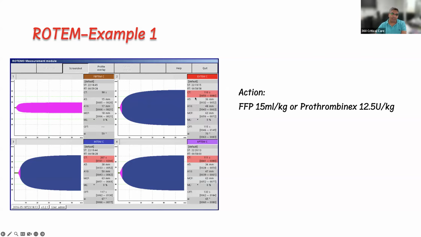The second or third step that you look at is the INTEM. The clotting time in both INTEM and EXTEM is prolonged. That means it is a coagulation factor issue, which you will treat with FFP. The APTEM is used to look for clot lysis. If there is no clot lysis, then that is your diagnosis. The patient needs FFP.